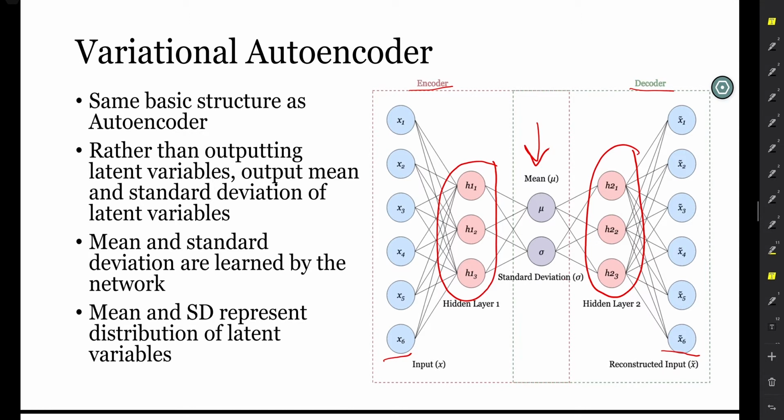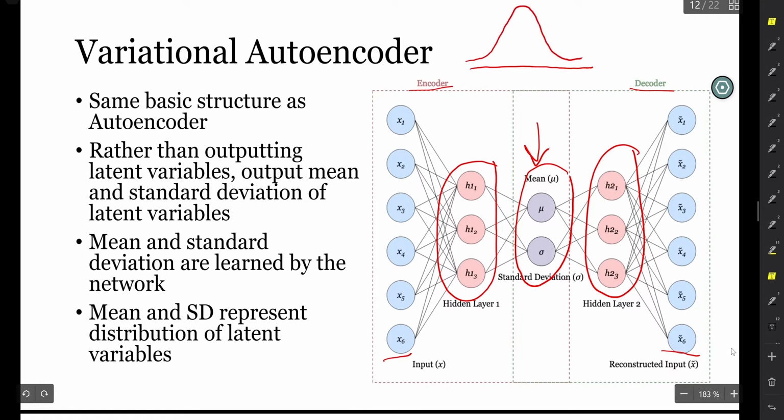Rather than outputting just the latent variables that we calculated, we output a mean and a standard deviation that describe a distribution of values these latent variables could take on. If you remember from a statistics class you took a long time ago, you might remember that a normal distribution looks something like this, with the mean down the center and a standard deviation describing the width.